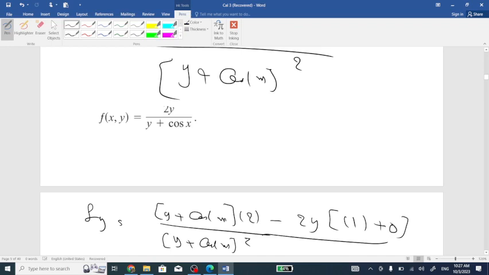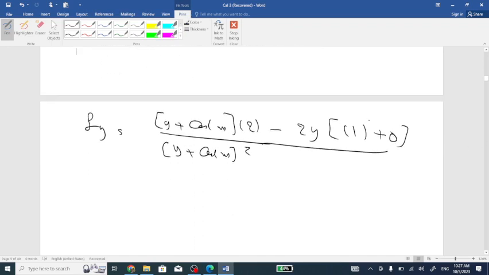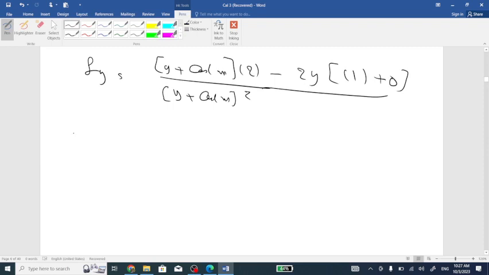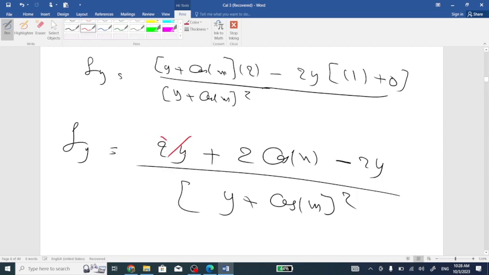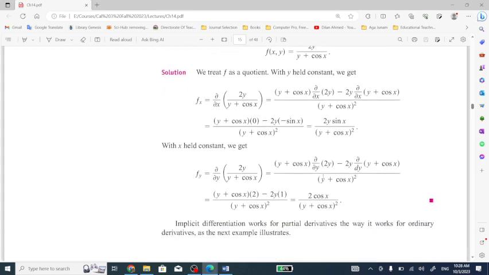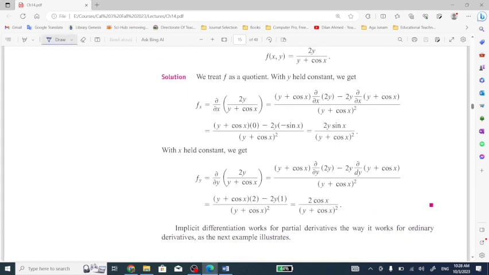1 plus 0. Why? Exactly, because the derivative of x is by y. I'll get what? 2y plus 2 cosine x minus 2y over the denominator squared. Clear? Everything is written here for you. Anything? Easy for you, dears?